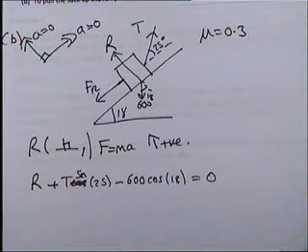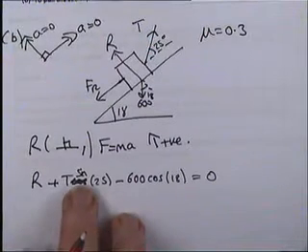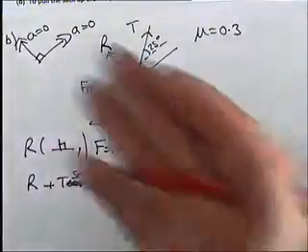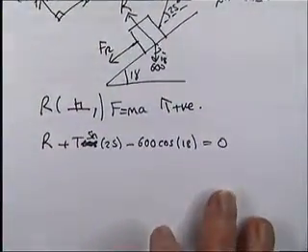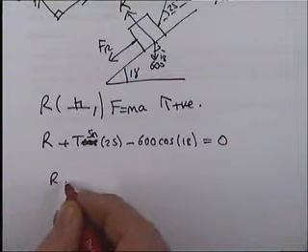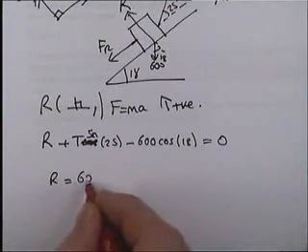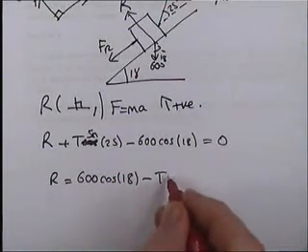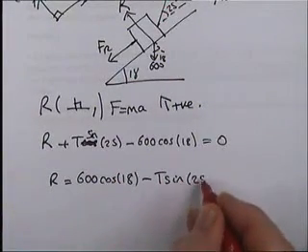Double check you're resolving. If you're not sure, just double check. Now I spotted that mistake quite quickly, luckily. Okay, so it's 600, that's T sine 25. So then that means that R equals 600 cos 18 minus T sine 25.